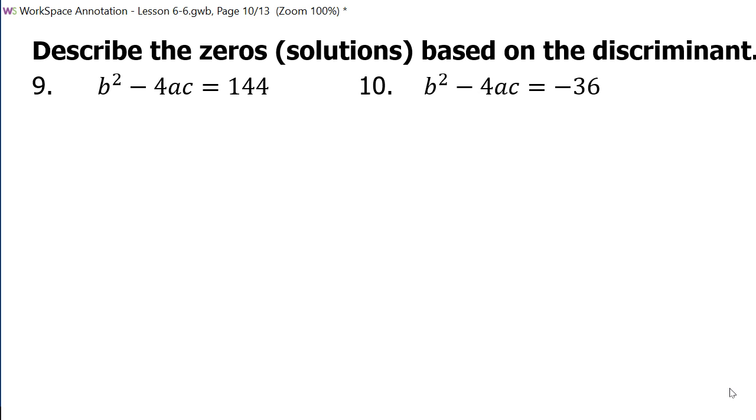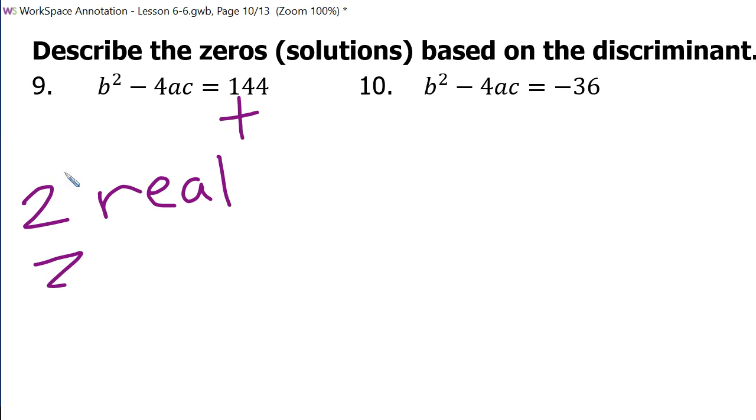Copy that down. b squared minus 4ac equals 144. Now notice my discriminant is equal to a positive. So if the discriminant is positive, if I go back, what does that tell me? That means there's 2 real zeros. So here when we describe the zeros, we need to say that there are 2 real zeros.